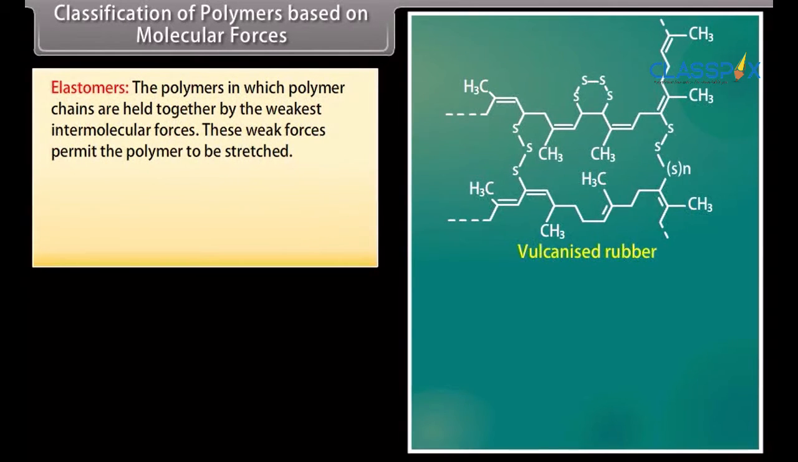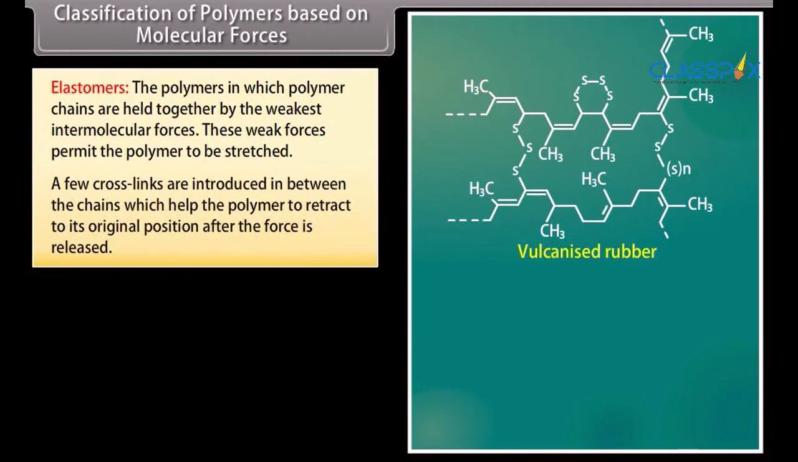Classification of polymers based on molecular forces. Under this type of classification, there are four subcategories. Elastomers. These are polymers in which the polymer chains are held together by the weakest intermolecular forces. These weak forces permit the polymer to be stretched. A few crosslinks are introduced between the chains which help the polymer to retract to its original position after the force is released. For example, vulcanized rubber.